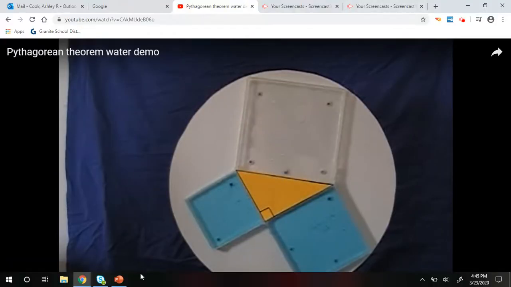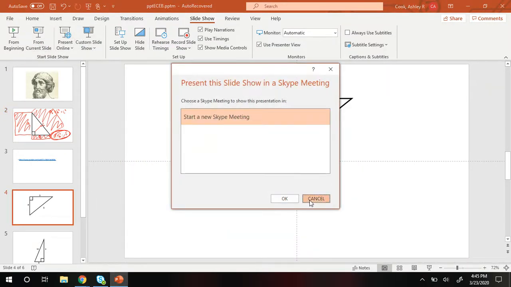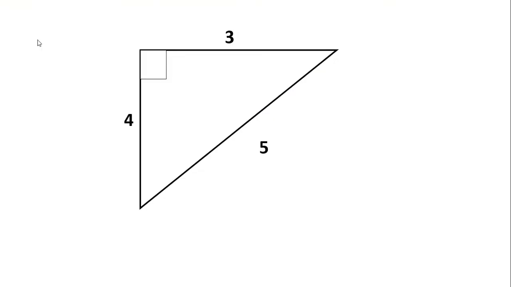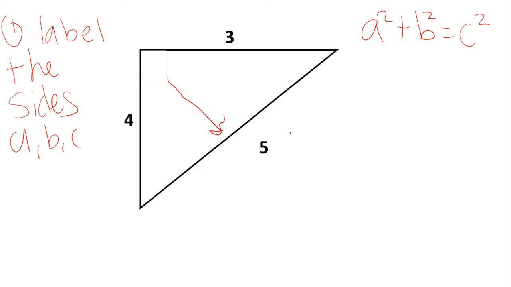Now, let's talk about how we are going to use this. So, we're going to use this theorem. Remember, A squared plus B squared equals C squared. Step one is to label the sides: A, B, C. I always like to label C first because that's the one that's directly across from the 90 degrees. This is C. Now let's label the other sides.